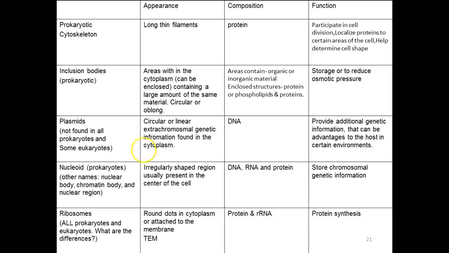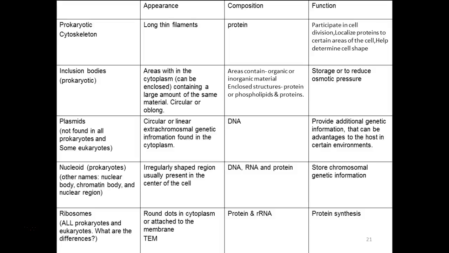The nucleoid is only in prokaryotes, and it's irregularly shaped, as you saw in that picture, that red zone. It's the DNA, the RNA, and the protein that make up basically the chromosome. And it stores, of course, genetic information. Ribosomes, all prokaryotes and eukaryotes have to have ribosomes. They have to be able to make proteins. All cells have to have ribosomes. But remember, there are differences.